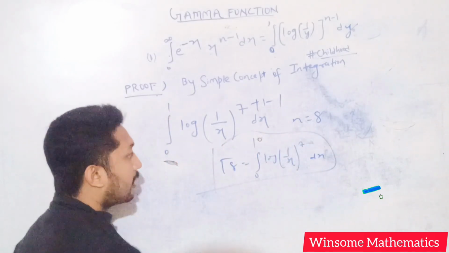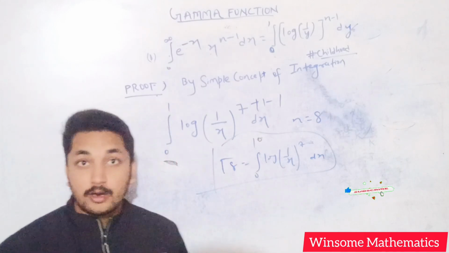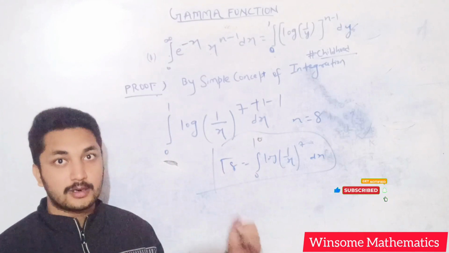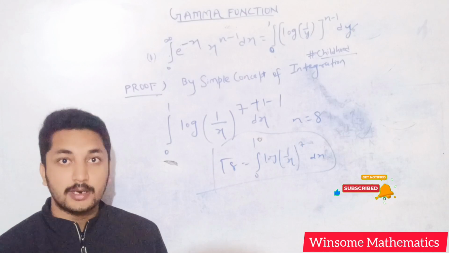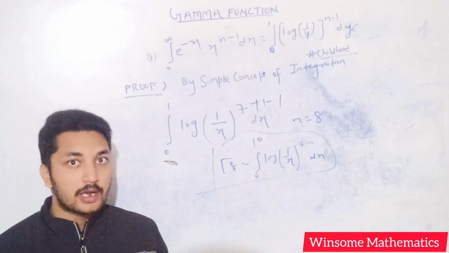Now two properties are finished, and one more in the first lecture, the recurrence relation. So now we will study the relation between the beta and gamma functions, then we will solve the questions based on it.